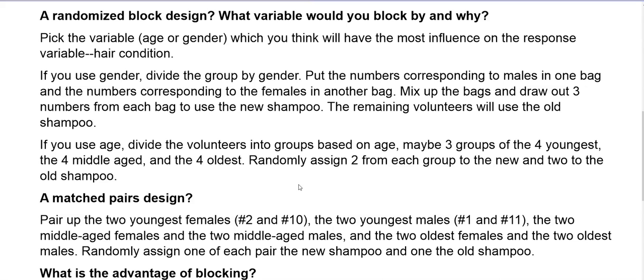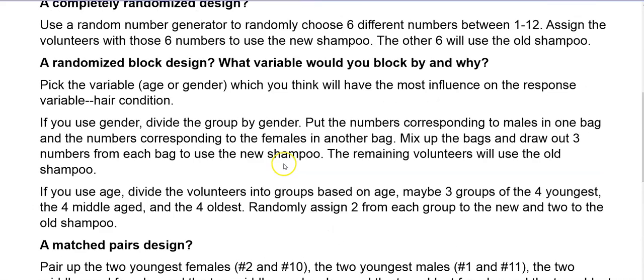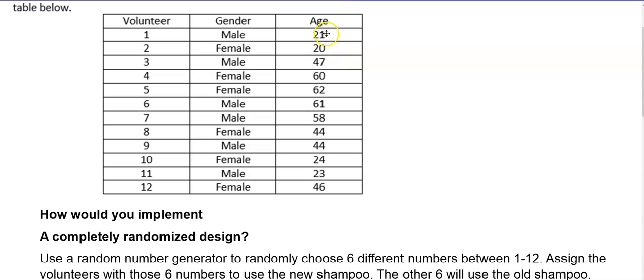Now what about a matched pairs design? If we actually want to use both gender and age, we notice that among the 4 youngest people, 21, 20, 23, and 24, there are 2 males and 2 females. And among the 40-year-olds, 47, 44, 44, and 46, there are also 2 males and 2 females. And among the oldest, 58, 60, 62, and 61, 2 males and 2 females.